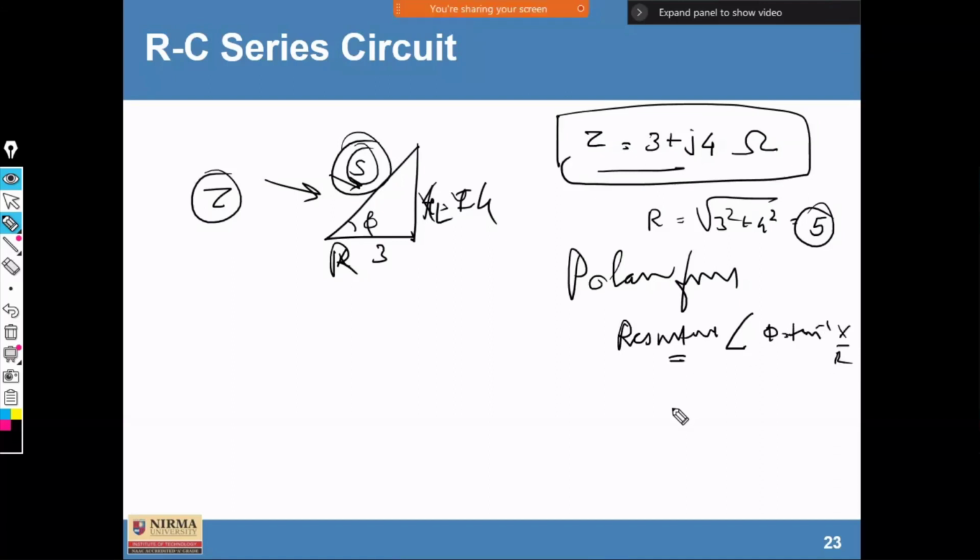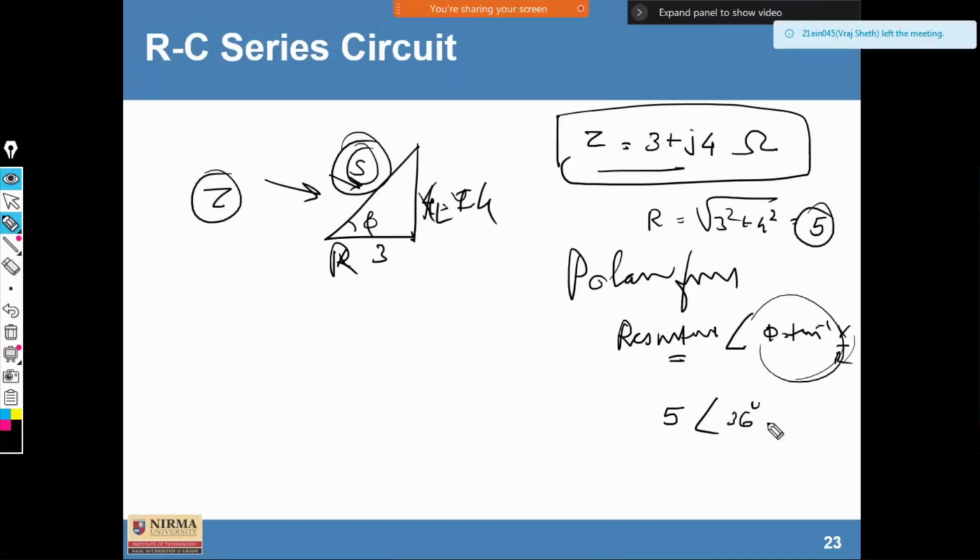So what is the resultant? The resultant is 5, at an angle phi. Approximately, say for example, 36 degrees. If you solve phi as tan inverse 4 by 3, you will get something like 32, or whatever it may be. But you can represent the impedances this way.